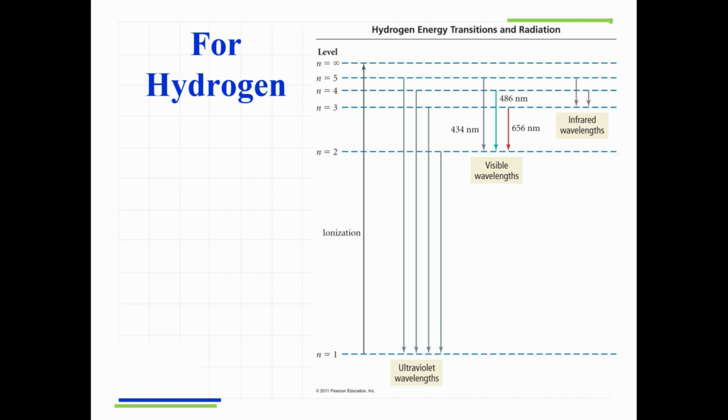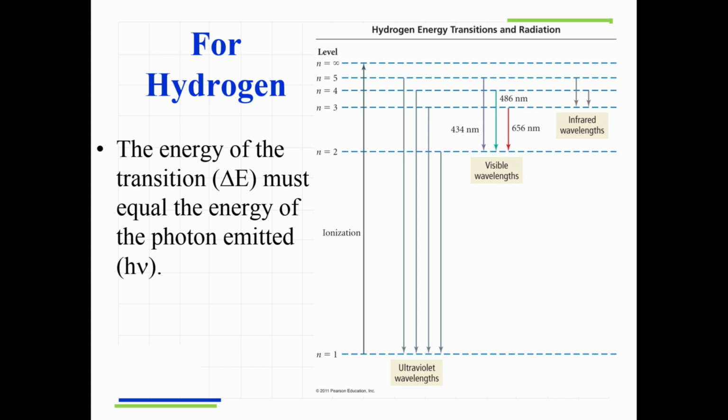But if it goes all the way down to n=1, it's going to have to emit a photon with much higher energy, and that will fall outside of the visible region. Or if it drops down to n=3, it will be outside. It's a lower energy, and it's also outside of the visible region.